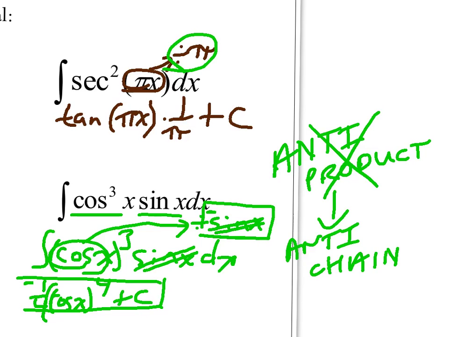So once again, this is a problem that's going to take some time. When you try to do the anti-product rule, there's no such thing. It's an anti-chain rule where the derivative of the inside will actually cancel out the rest of the equation. Practice this and get good at it.